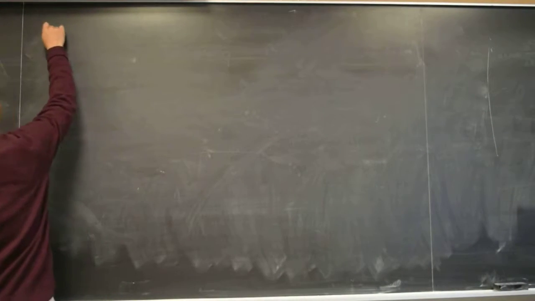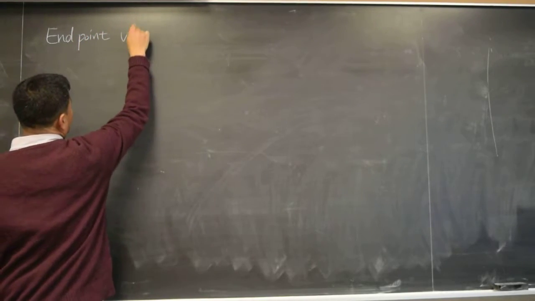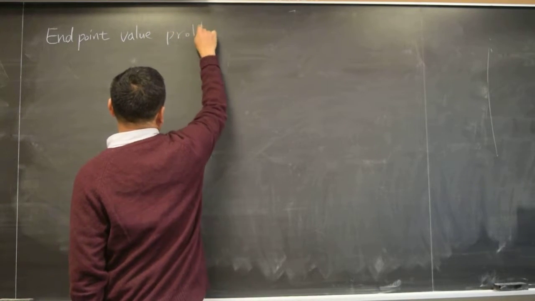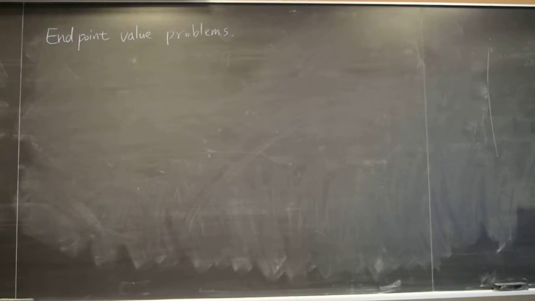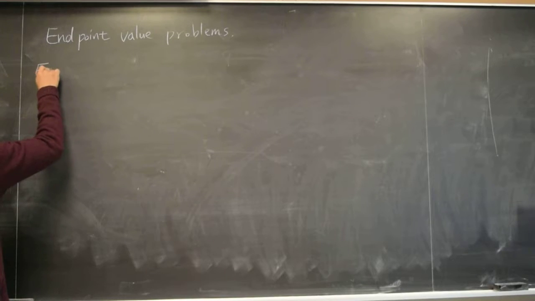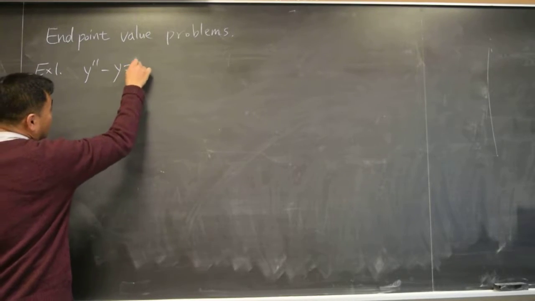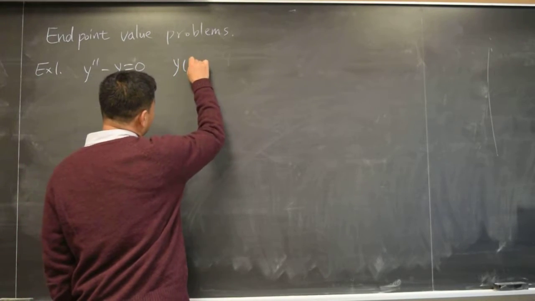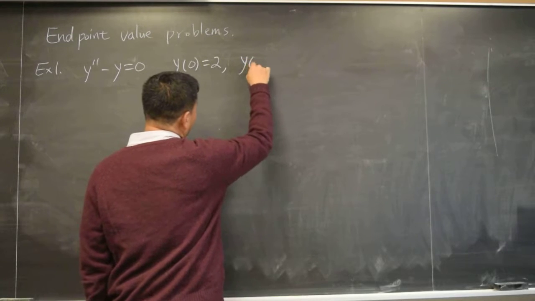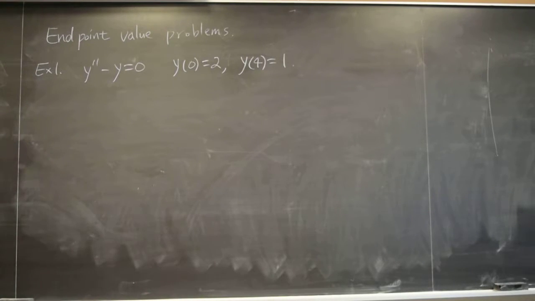Let's talk about endpoint value problems. Suppose you have y double prime minus y equals 0, and you have y of 0 is 2 and y of 4 is equal to 1. Suppose you have such a question.